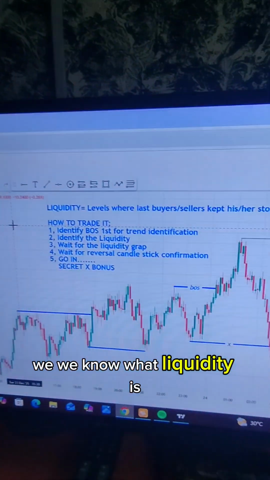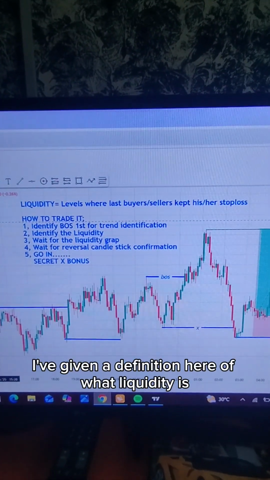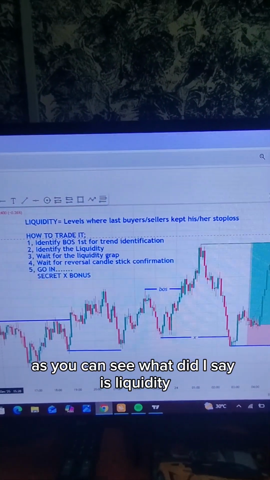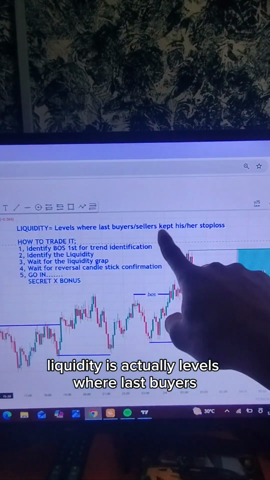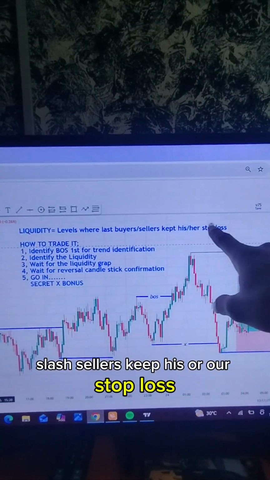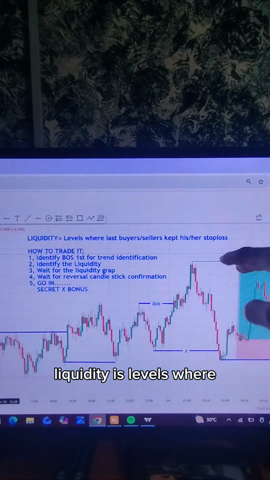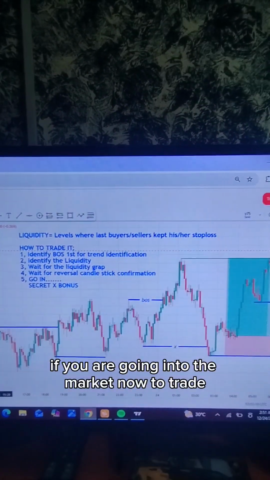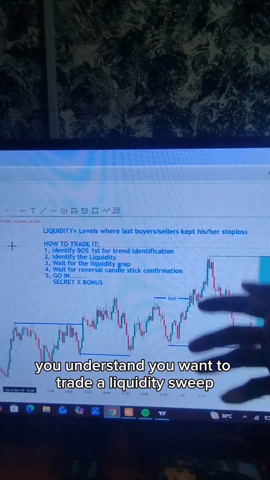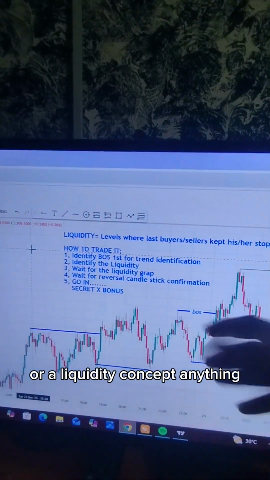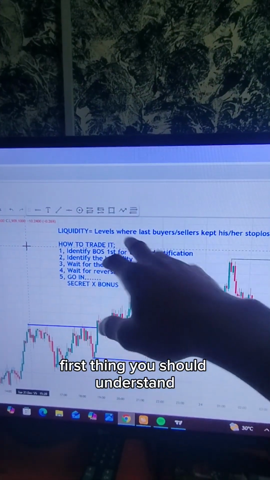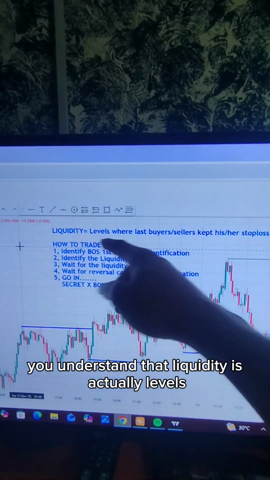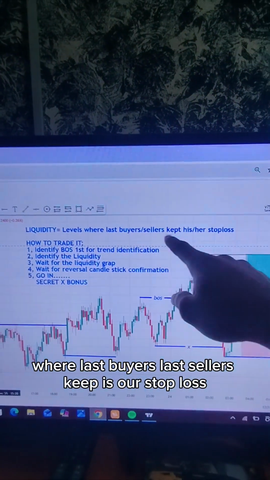We know what liquidity is, or if you don't know what liquidity is, I've given a definition here. As you can see, what did I say liquidity is? Liquidity is actually levels where last buyers and sellers keep their stop loss. Just understand that liquidity is levels where last buyers and last sellers keep their stop loss. If you are going into the market now to trade a liquidity sweep or a liquidity concept, anything, the first thing you should understand is what liquidity is. That thing you are trading, understand what it means.